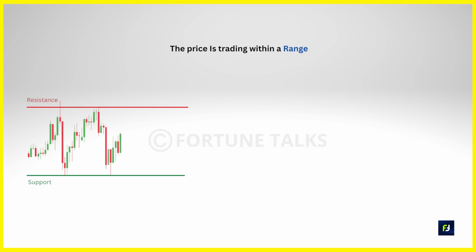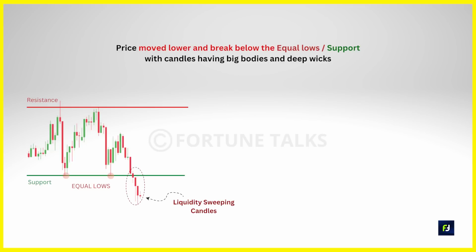In this case, the price is trading within a range. In such cases, both the up closed and down closed institutional candles are usually respected by price. Now as you can see, price formed equal lows which I have marked here, and then it consolidated for a while. Then the price moved lower and broke below the equal lows with candles having deep wicks to sweep the liquidity below this level.